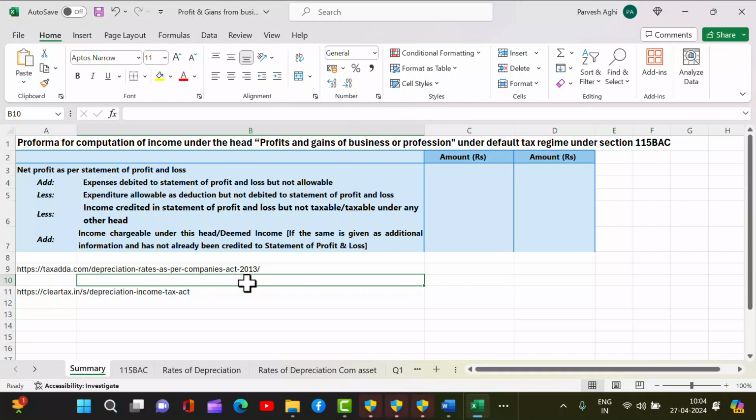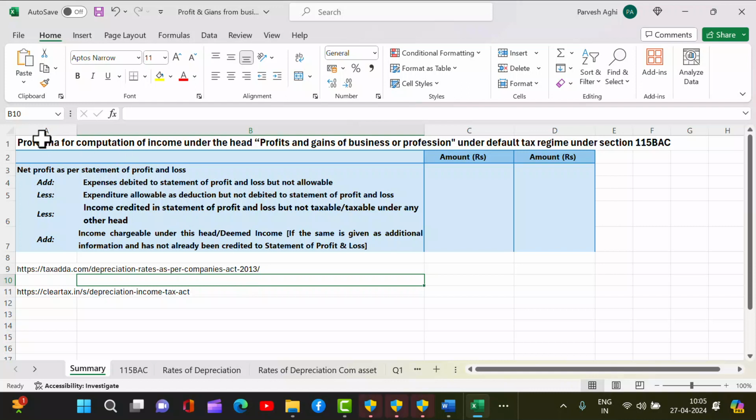Whenever we are trying to find out how much tax a company or a business firm has to pay, or a person who is doing business, either a sole proprietor, a company, an LLP or anyone, such as a doctor, chartered accountant or lawyer, this is how we calculate income tax from them.